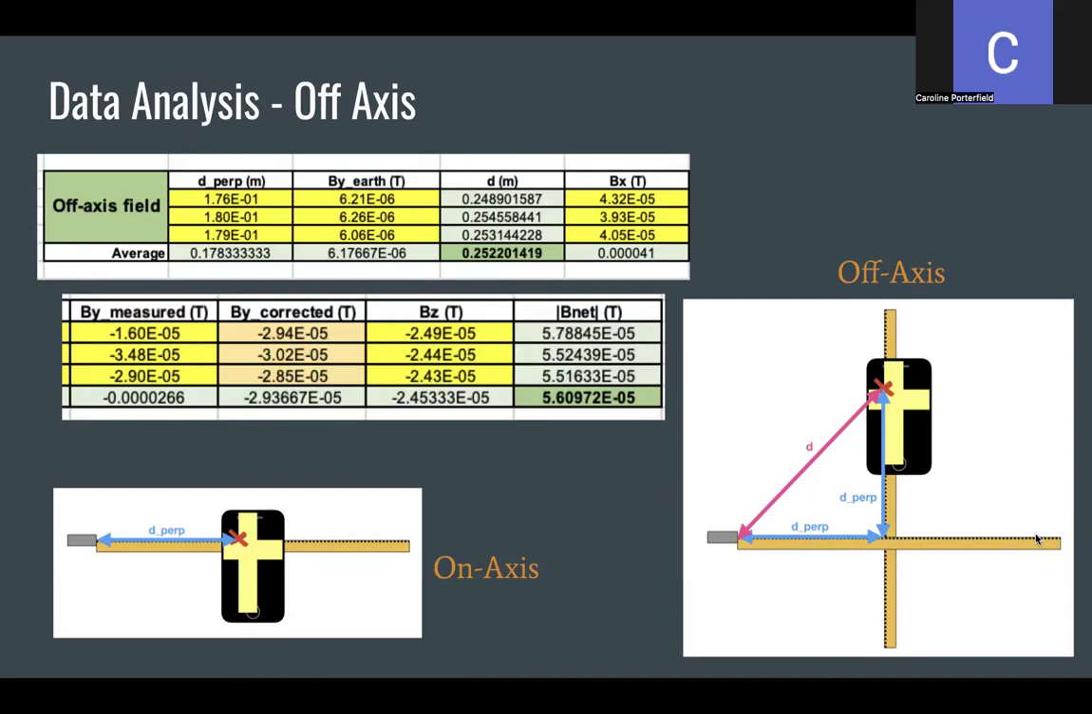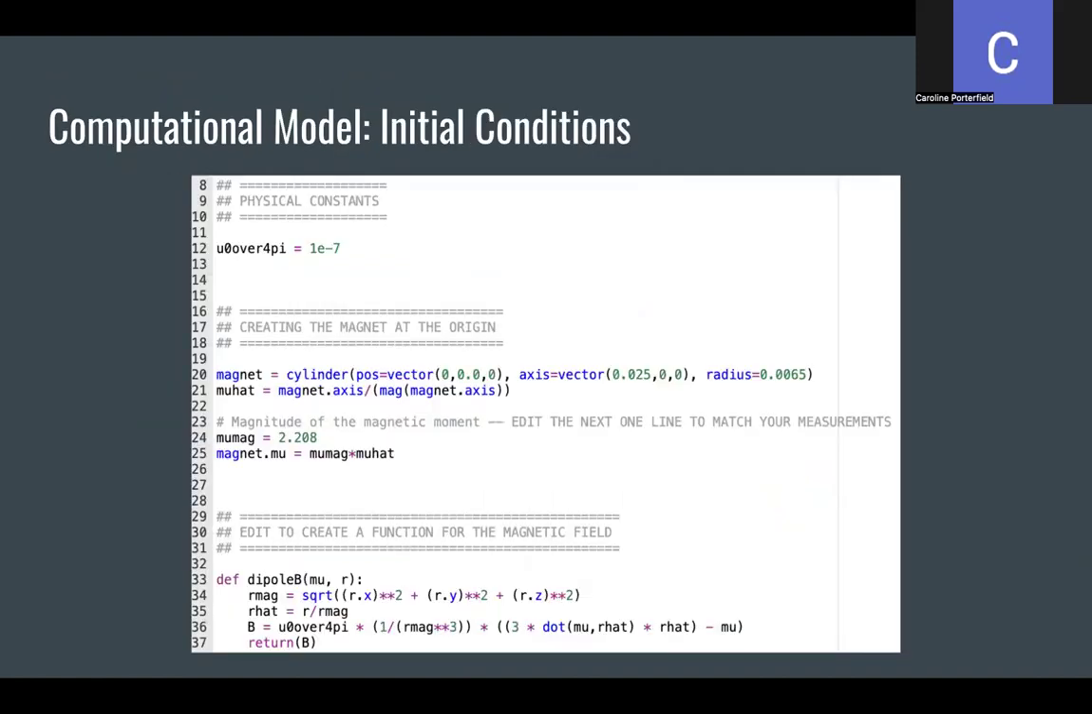Now, the data analysis of the off axis. Very similar to what we did for on axis. The magnetometer is now perpendicular to the direction of the axis. You can see the x, y, and z components for the magnetic fields at a perpendicular distance of about 1.76 meters. Now the computational model initial conditions.